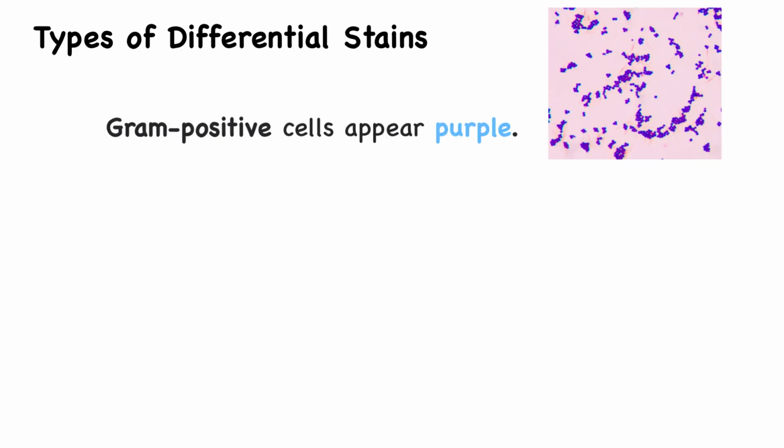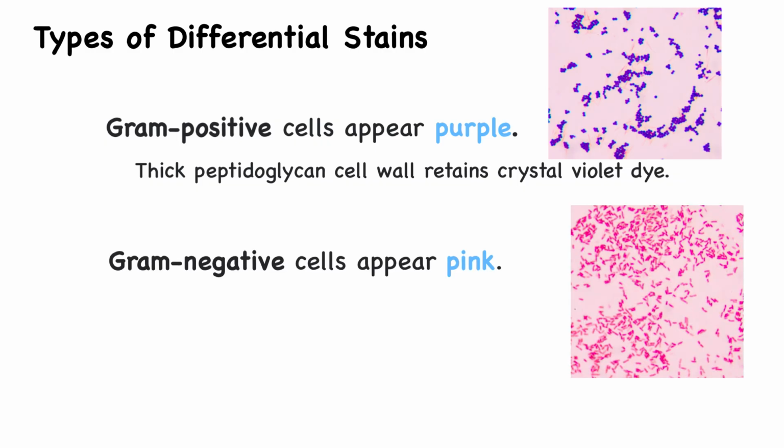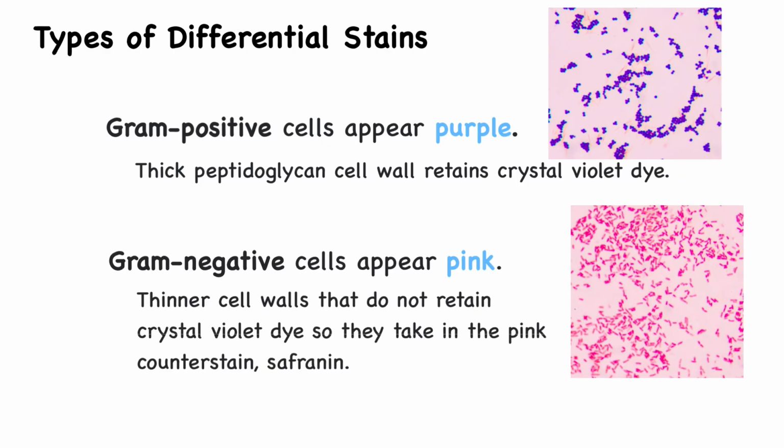Gram-positive cells are purple due to their thick peptidoglycan cell wall that is going to retain that crystal violet dye. Gram-negative cells are pink. This is because the alcohol removes the primary stain from their thinner cell wall, allowing that counterstain, safranin, to take over. The Gram stain remains the foundational tool for bacterial classification and is clinically essential for guiding antibiotic decisions.